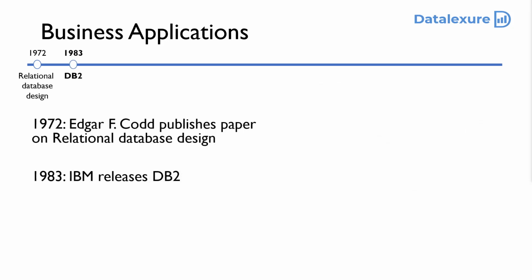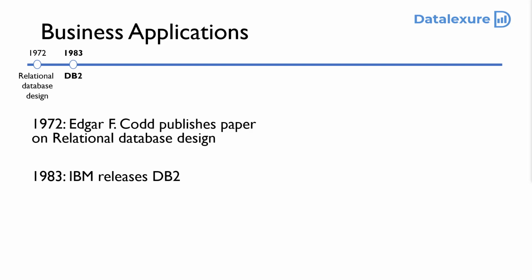Next stop on the timeline is 1983. IBM introduces DB2. Things were moving rather slowly, and it would take 11 years for IBM to release DB2. The main reason it took so long was that IBM was afraid that DB2 would compete with the previous product, IMS. IMS is the system they already had and worked with index files.